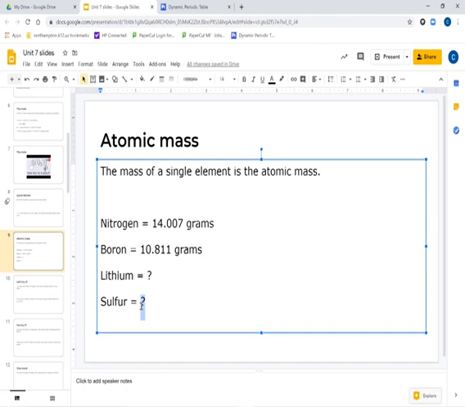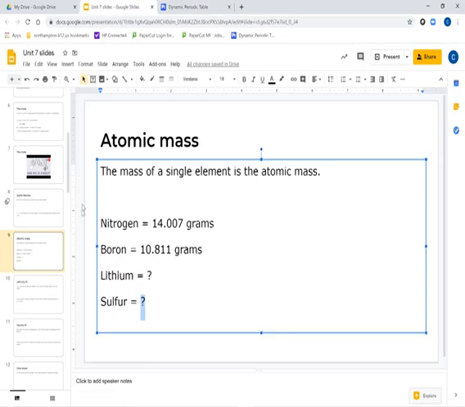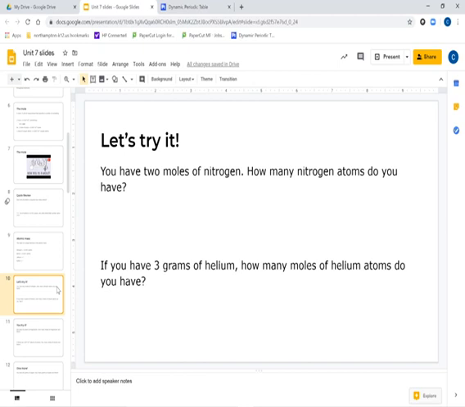I'm going to highlight this for a sec so you have time in the video. Pause here. Okay, what is sulfur? What's the mass in grams? Let's check. Sulfur, 32.06 AMU. 1 mole of sulfur would weigh 32.06 grams. Let's keep going here. We're going to do some more math here.